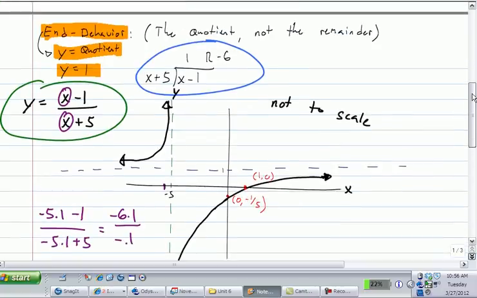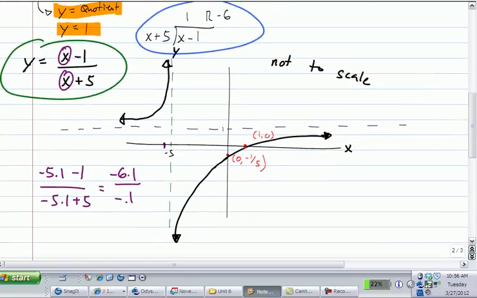So we come back and we're actually done. You have built a graph of this rational function through analyzing its characteristics. We did intercepts, holes, vertical asymptotes, and end behavior. So those four things every time.